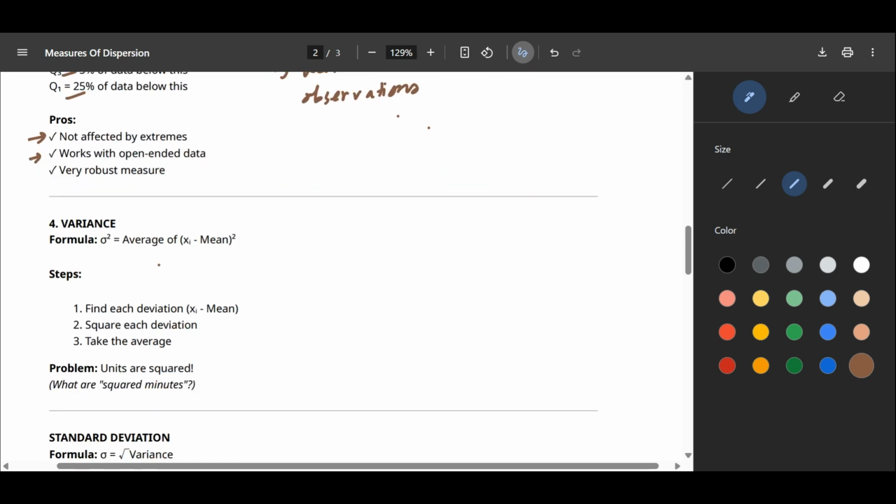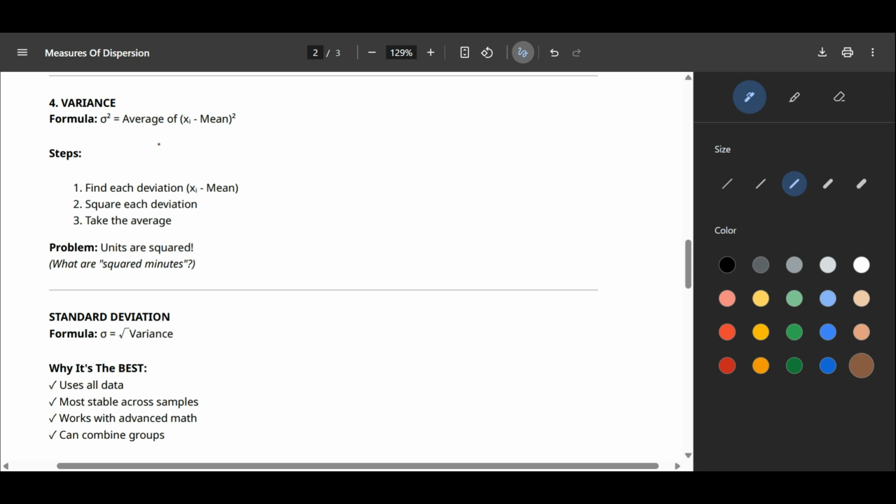Now, coming to the next part, the gold standard, variance and standard deviation. And now, like the superstar, the one you'll see everywhere, variance and its sidekick, standard deviation, we'll study that. This is sigma, standard deviation, okay? So, variance is the arithmetic mean of the squares of the deviations from the mean. Whoa, that's a mouthful. Let's break it down.